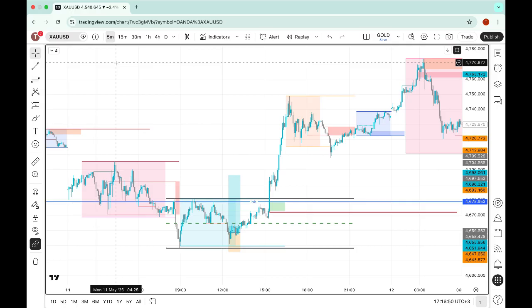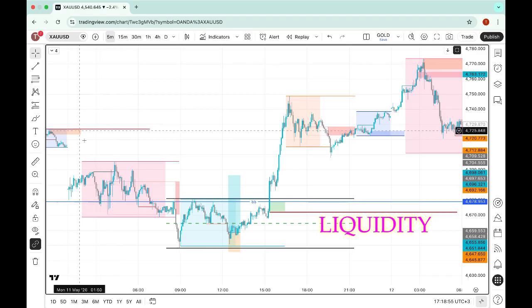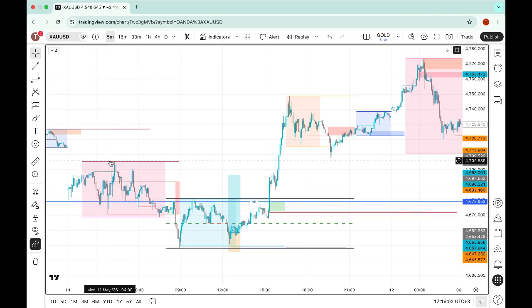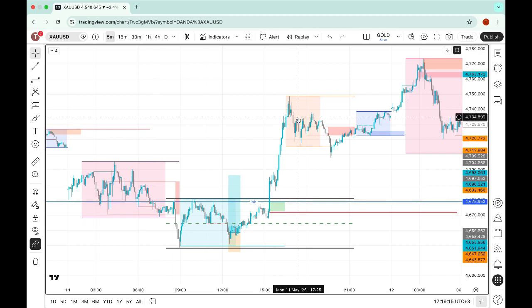So the first thing you need to understand is liquidity. And liquidity is simply where traders place their pending orders, and those pending orders might be stop losses. So like you can see, there is this high here, like I've marked these are session highs. So liquidity can be found resting on top of session highs, and it's also equal highs or equal lows, session highs and session lows, daily highs and daily lows, something like that.